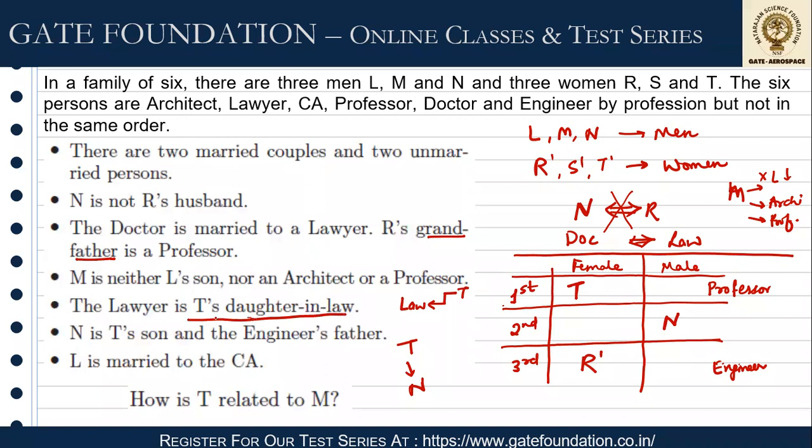T's daughter-in-law is a lawyer. तो T की जो daughter-in-law आएगी वो इसी जनरेशन में आएगी and she is a lawyer. Yes, he is married to N obviously. Now N is T's son and L is married to C. So L is married to a C. L is a man. So male की अगर बात करो तीन पोजीशन खाली है.